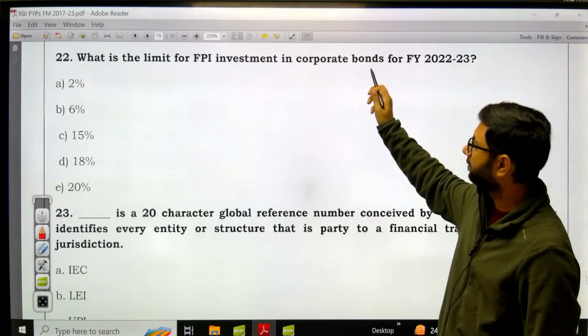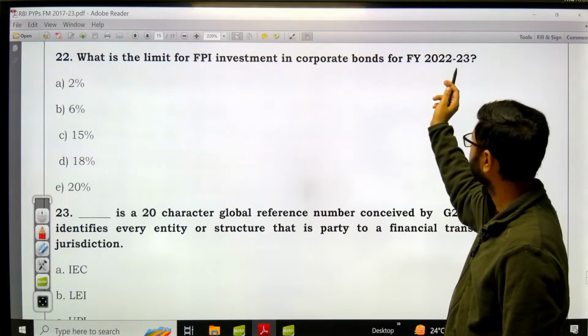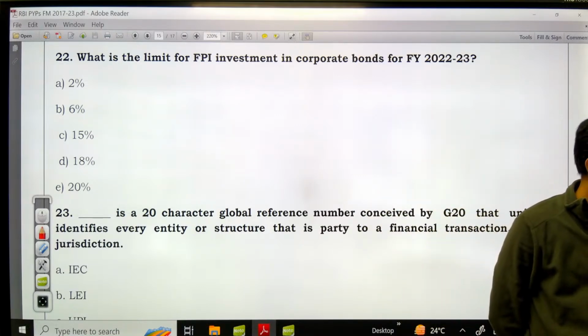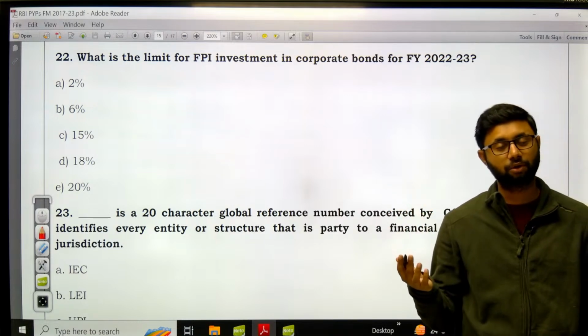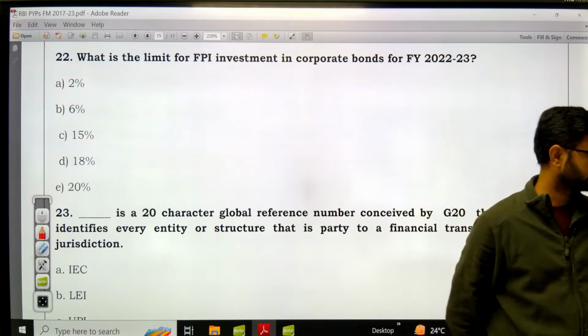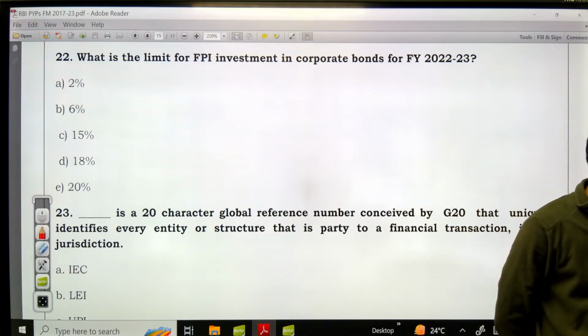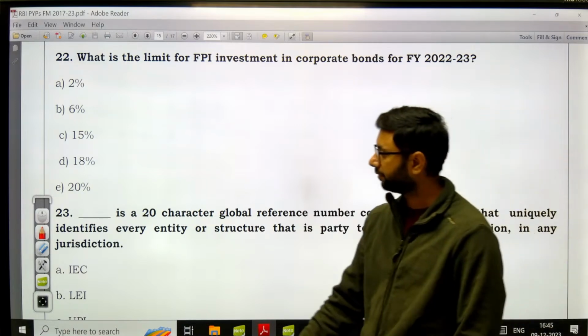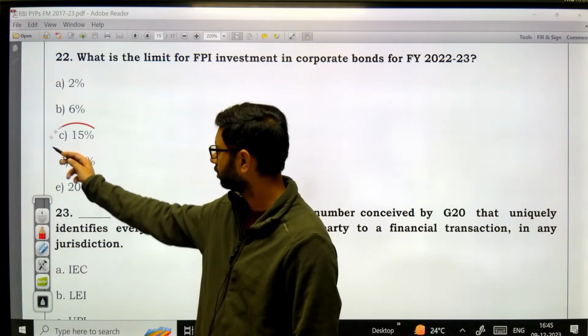What is the limit of FPI investment in corporate bonds for financial year 22-23? I guess this question we already also discussed in our ESI current affairs. Yes, correct. 15% is the correct answer. Good work, Sejal.